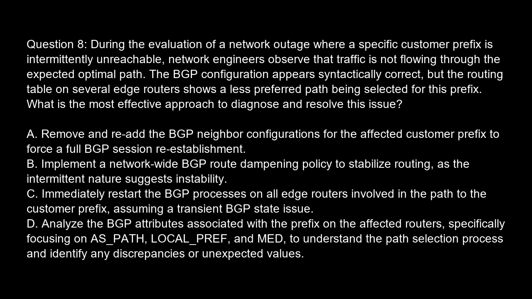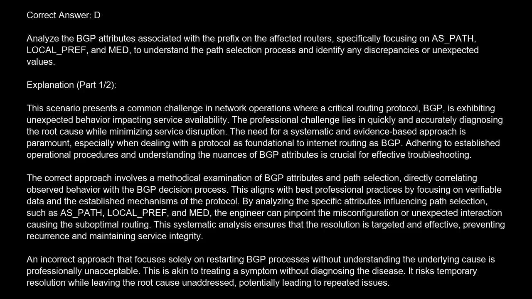Option D. Analyze the BGP attributes associated with the prefix on the affected routers, specifically focusing on AS path, local pref, and MED, to understand the path selection process and identify any discrepancies or unexpected values. The correct answer is D. Analyze the BGP attributes associated with the prefix on the affected routers, specifically focusing on AS path, local pref, and MED, to understand the path selection process and identify any discrepancies or unexpected values.